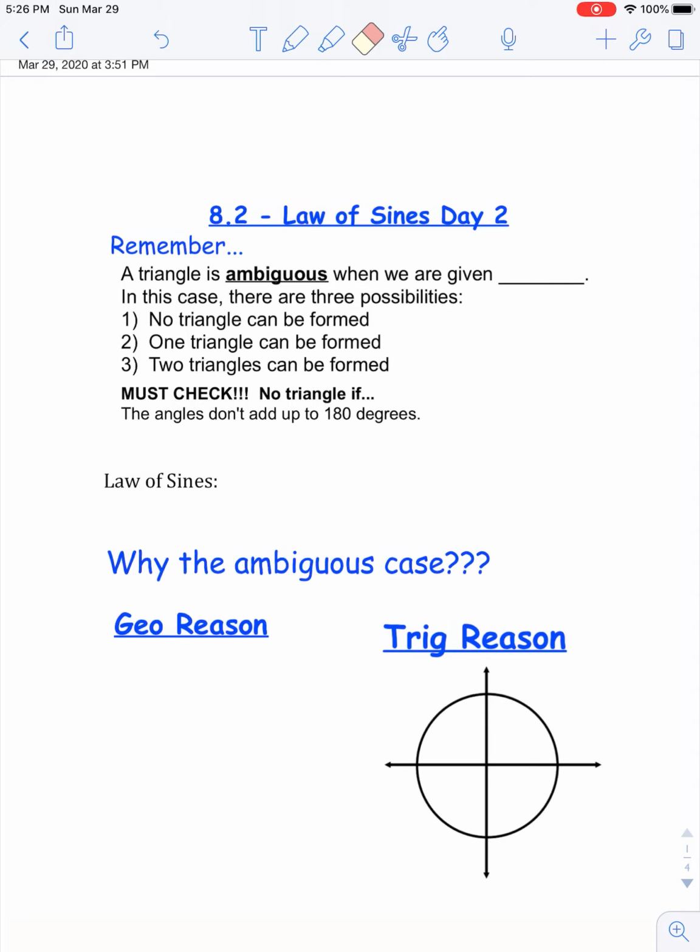A triangle is considered ambiguous when we are given two sides and a non-included angle of the triangle. When this happens, there's 3 possibilities that could occur. We could have a situation where there's no triangle formed. We could have a situation like we've seen before where only one triangle is formed, but we could have situations where there are 2 triangles formed. We must check if we say that there's no triangle formed. We must check to see if the 3 angles are still going to add up to that 180 degrees.